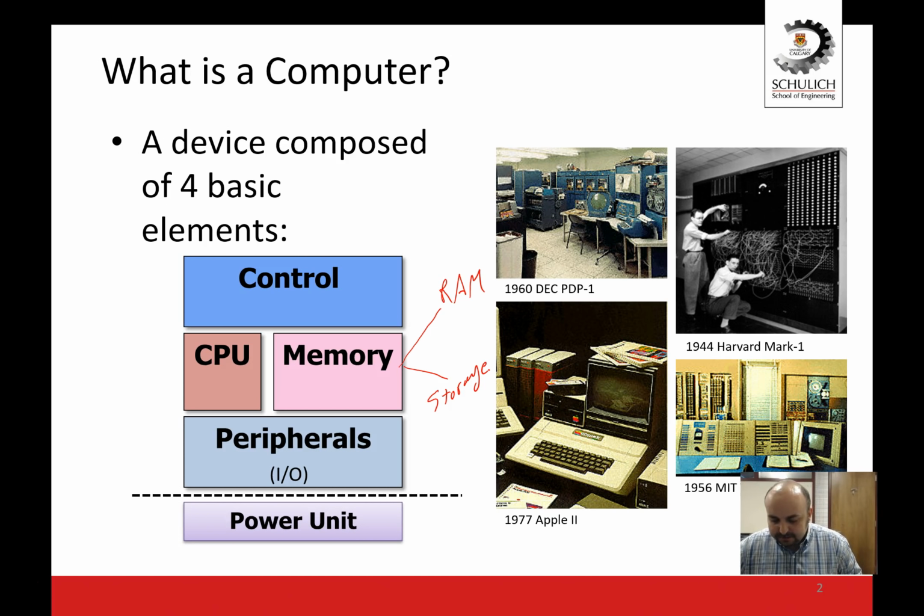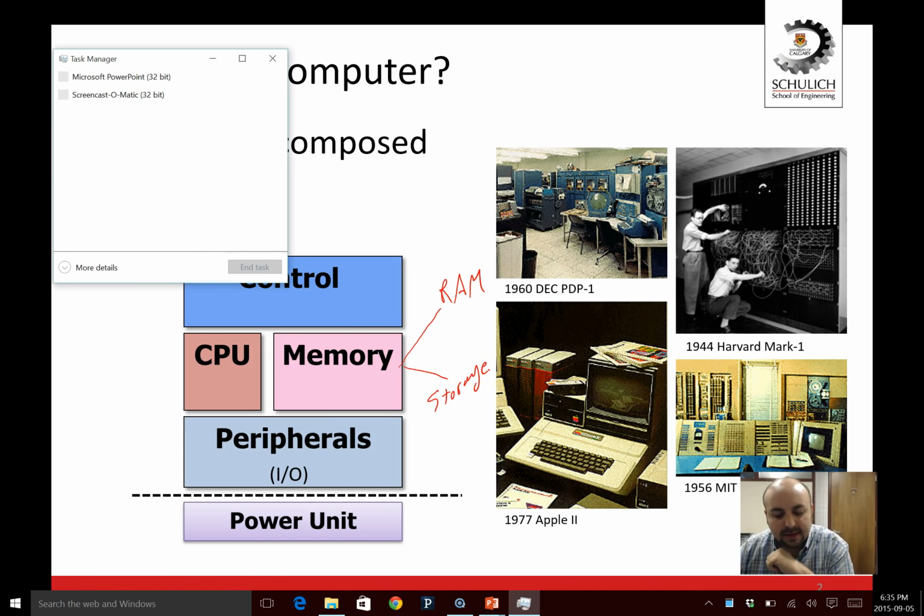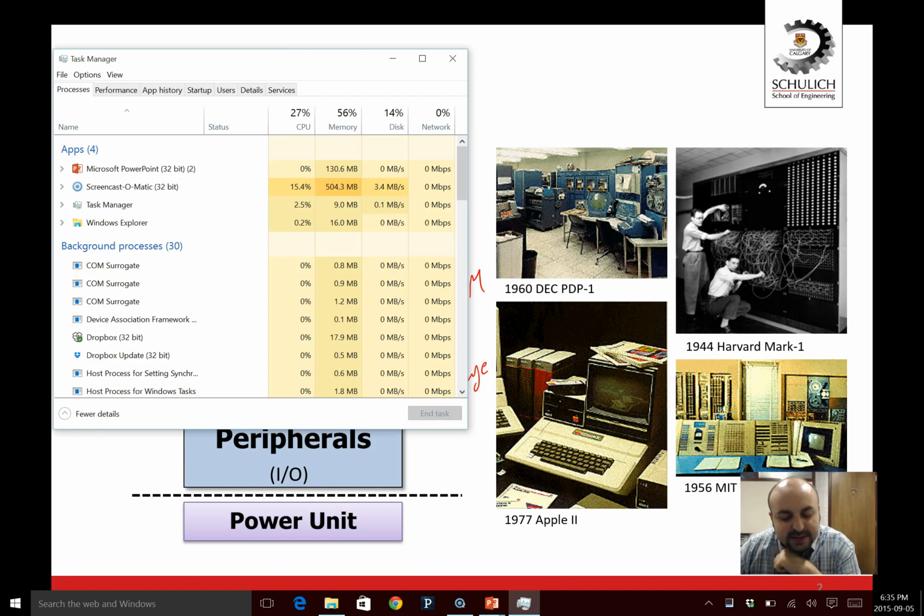If you ever go to your task manager, you're going to see that the amount of memory and the amount of CPU usage for the computer is shown, and also the amount of disk usage, which is our storage. So you can see the programs that I'm running right now. I'm running PowerPoint, I'm running Windows Explorer, Screencast-O-Matic, which is the software I'm using to record my screen. They're all loaded and they have all been allocated an amount of memory to use. And that's how the computer functions.